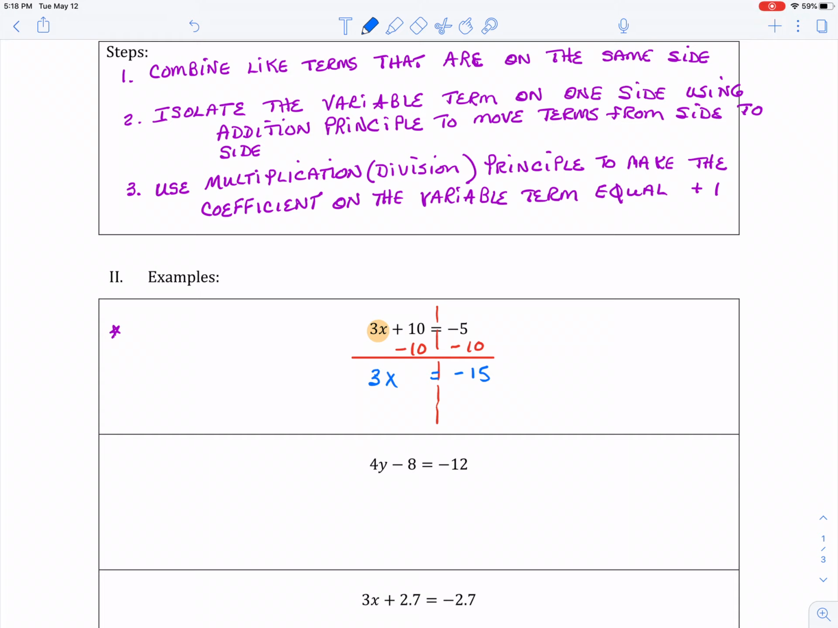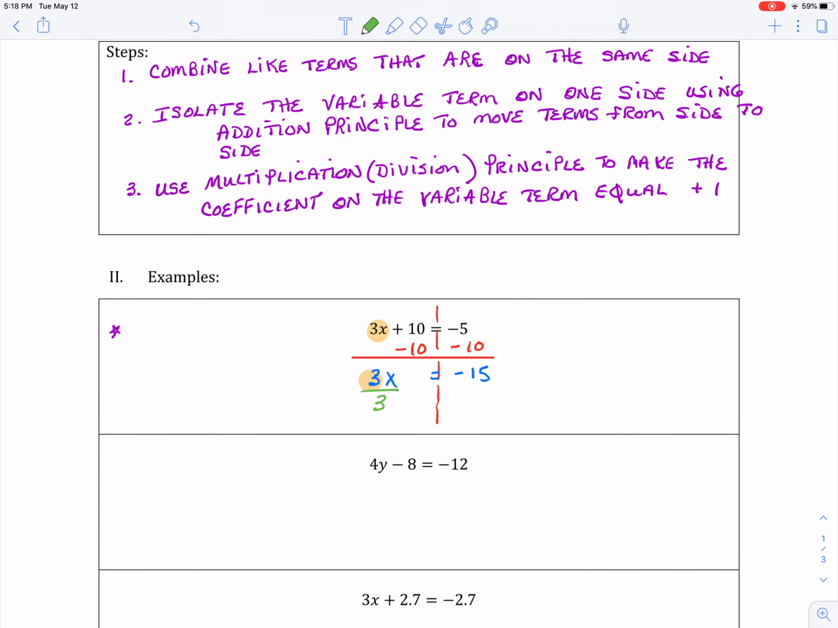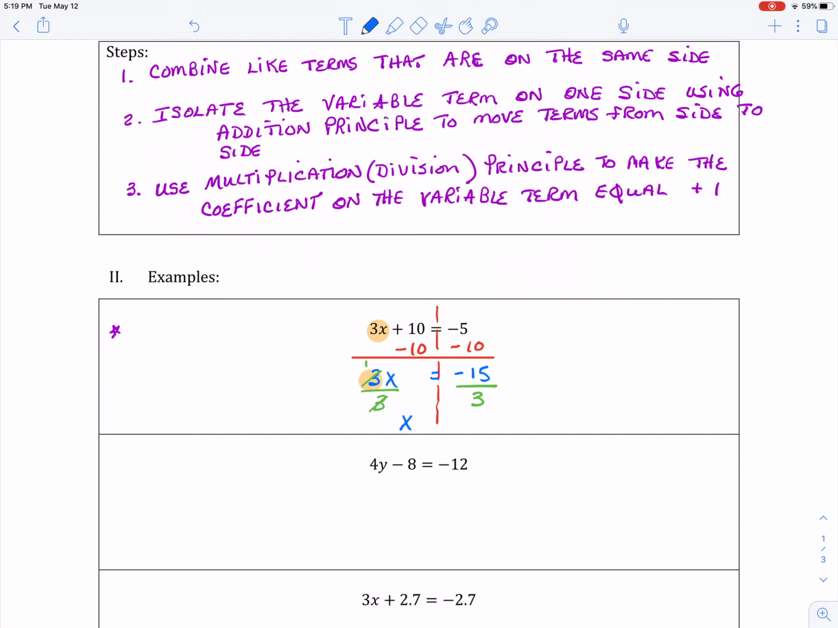The next step then is to use my multiplication or division principle to make the coefficient on the variable term, so I want that 3 to be a positive 1. And so that's where we're going to divide by whatever that coefficient is in front of the variable term so that we get that to cancel out, producing that positive 1 on the variable that I'm looking for. And then, of course, on the other side, when I do the arithmetic, I end up with positive 1x equals negative 5.